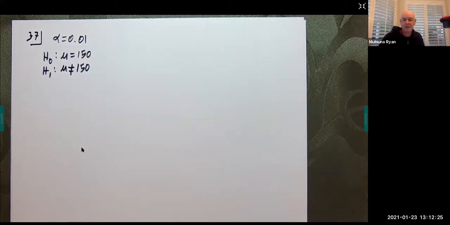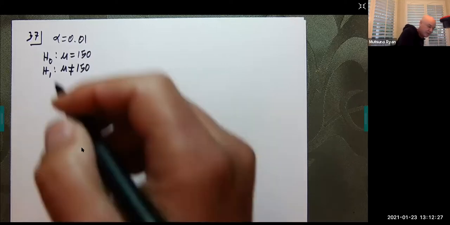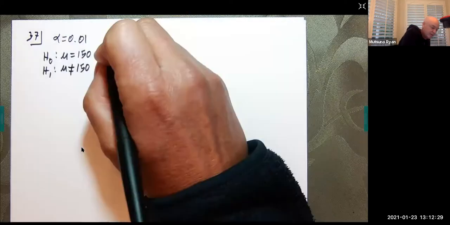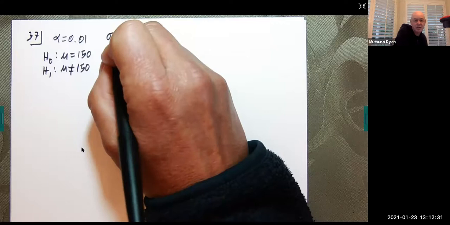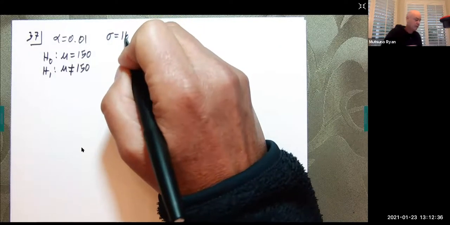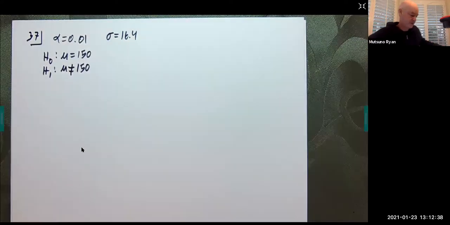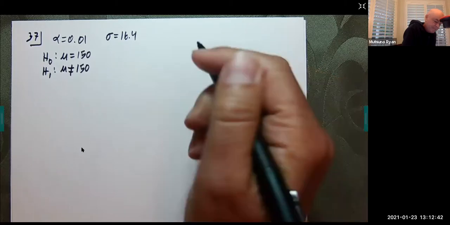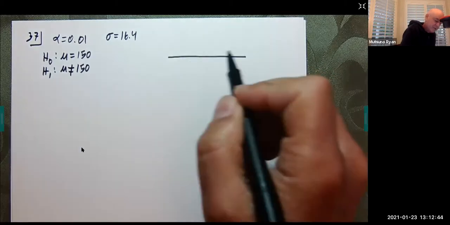And we have all of this going on. Now they make a big deal and say that the population standard deviation is known to be 16.4. Excuse me. So let's draw this up. This is going to be two-tail.